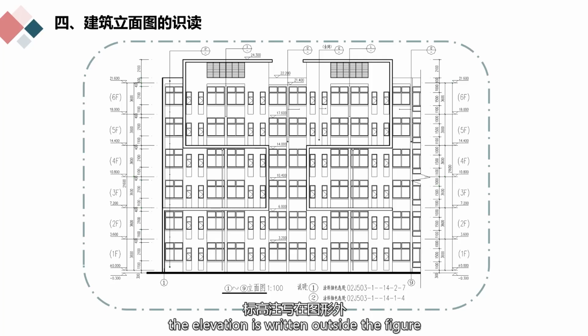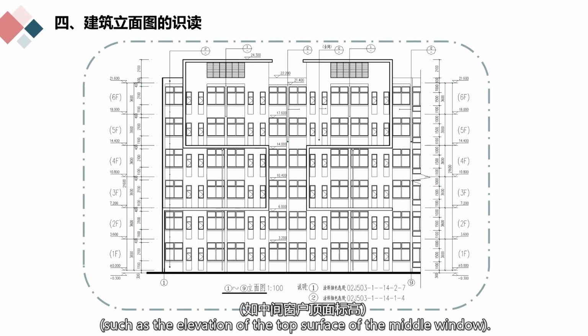Generally, the elevation is written outside the figure, and the symbols are arranged neatly and are of the same size. If the building is symmetrical on the left and right, it is generally written on the left side. When it is asymmetrical, both the left and right sides should be marked, if necessary. For the sake of greater clarity, it can be marked inside the figure, such as the elevation of the top surface of the middle window.